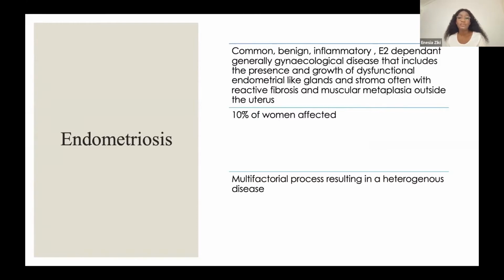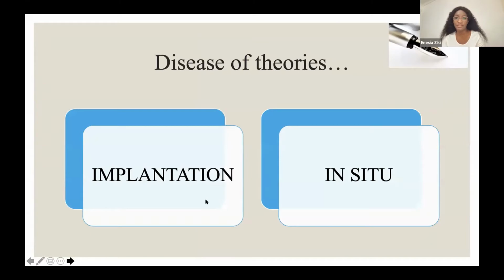So this is a multifactorial process that results in heterogeneous disease. And we know that the pathophysiology and pathogenesis of this condition is yet to be elucidated. So it's still a mystery, and clinicians and scientists are trying to get to the bottom of what causes endometriosis. There is no unifying theory that defines endometriosis, so it has been dubbed a disease of theories.